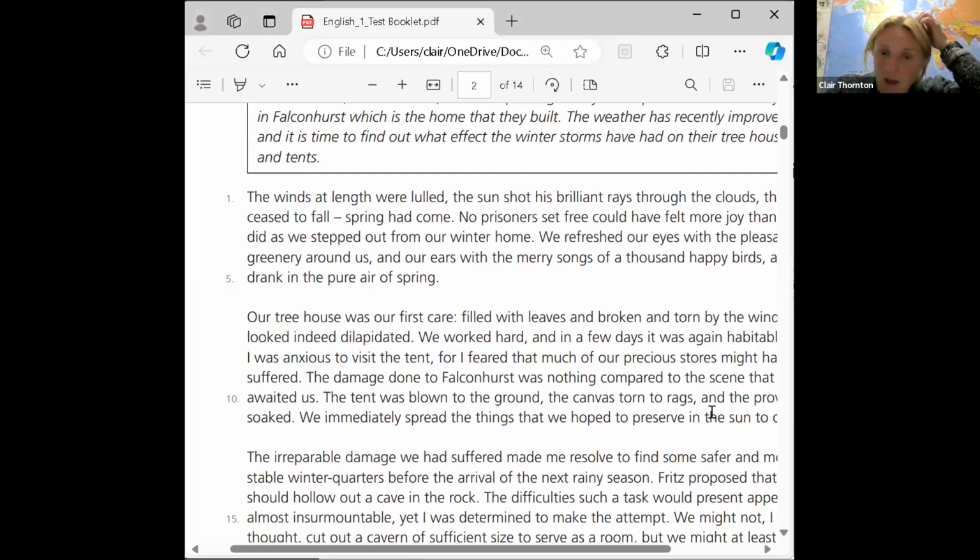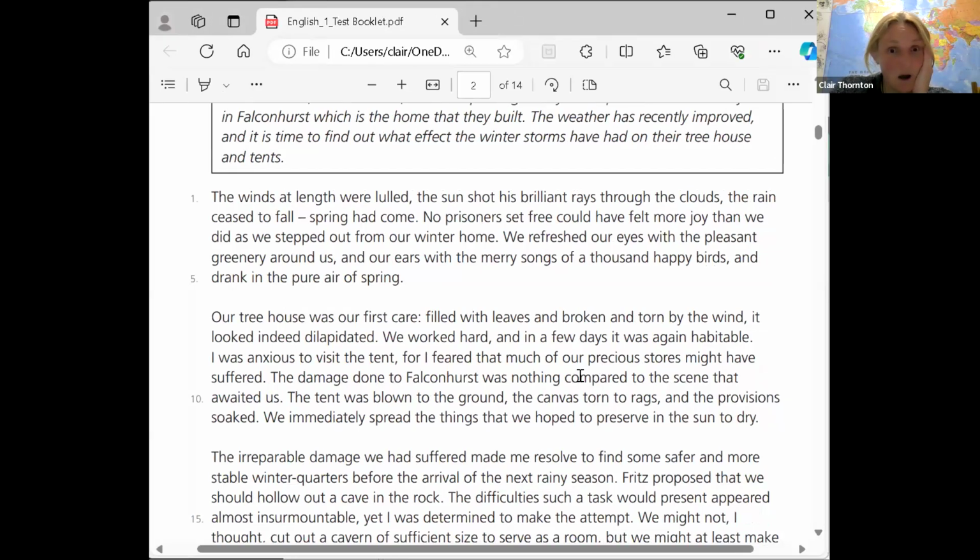What we've actually got there is the fact that, what have they done to it? They've worked hard, and in a few days it once again became habitable. So that would suggest, obviously, that it's going to be habitable. Now, it kind of requires you to know what the word habitable means, obviously. Okay, and if you're stuck with any of these words, and we will talk about this more as we go on, if you're stuck with some of these words, then I would look at what roots of the words you know.